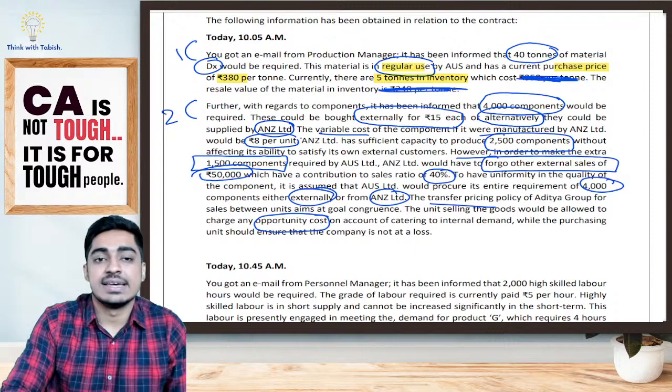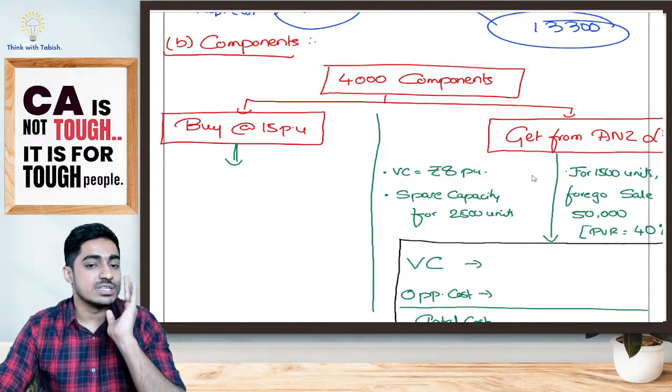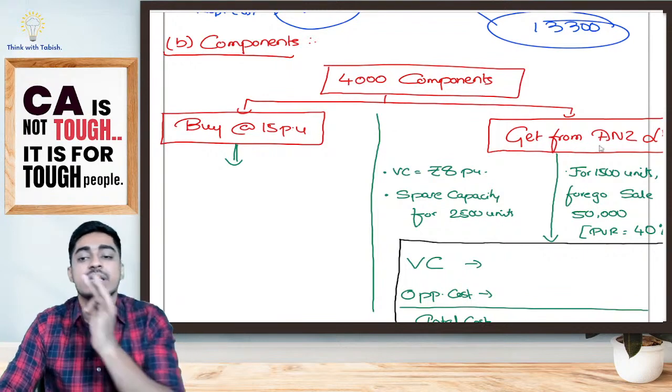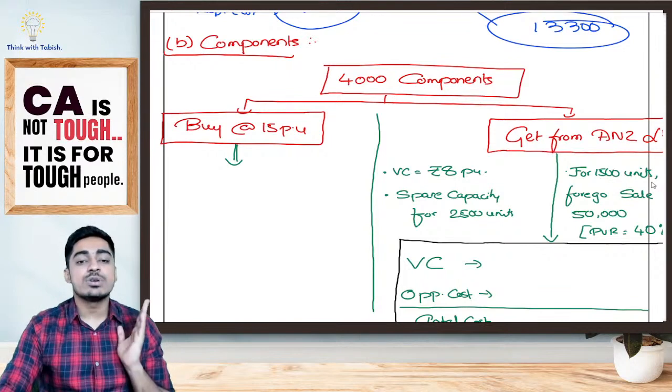Now look at this. Let us try to understand. We want 4,000 components. We have two options: either buy it from outside or get it from ANZ. Which one will we choose? Wherever our cost is less, that is what we are going to choose.